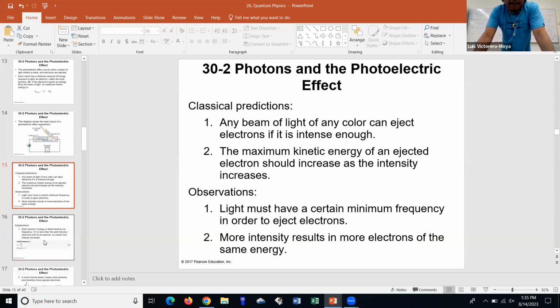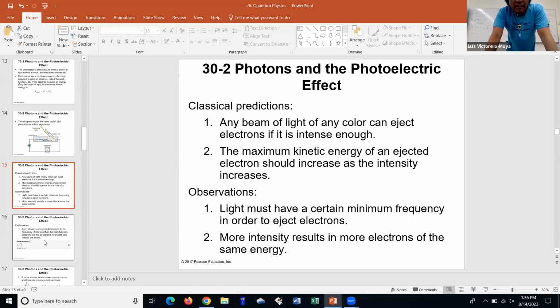So that's the difference between the classical predictions and the observations. Classically, any beam of light of any color can eject electrons. So this means that you can have color red or blue. If you increase the intensity, classically, you will increase the energy. That means that you can eject electrons. False. Because blue light has more energy than red light. Blue light has a shorter wavelength. So blue light will emit photoelectrons. Red light may not.